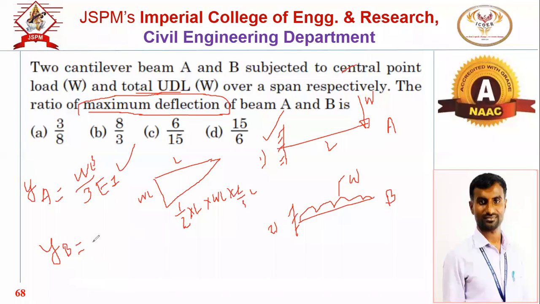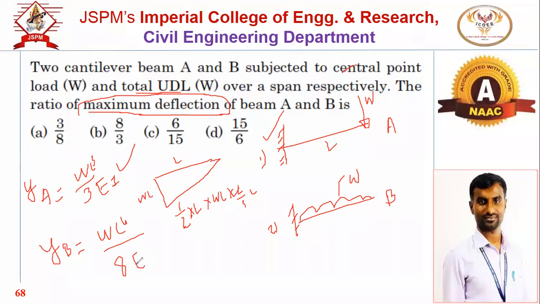And for the UDL, the formula will be, do you remember the formula? Deflection at free end due to UDL on entire span. Anyone? Onkar, Shubham? WL raised to 4 upon 8 EI. Very nice.